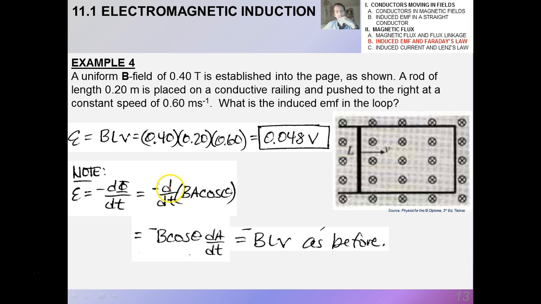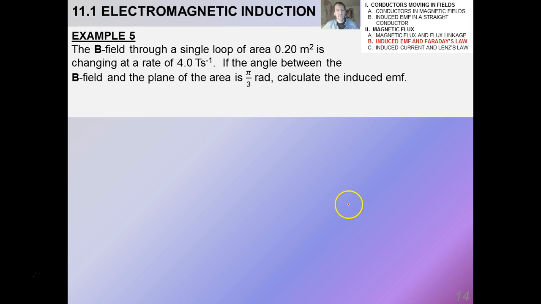negative d by dt of B A cosine theta, right? And of course, dA by dt, as we saw before in the previous example, is just L times v, and everything is orthogonal, so the cosine of theta is 1, so it's BLV. Okay, try this one.